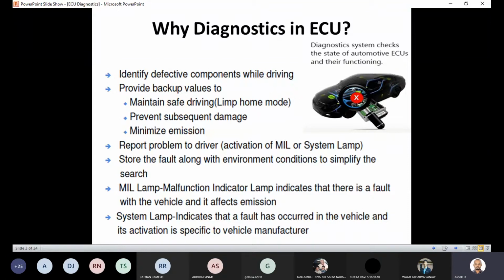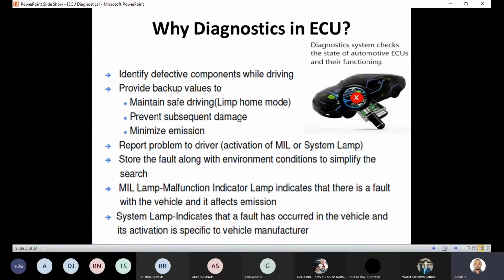So these are the backup values being provided, and similarly, if any problem is there, the diagnostic system will report the problem to the driver by means of the malfunction indicator lamp, or you can say the MIL lamp, which is present in the instrument cluster. That instrument cluster, or driver information system, which is in front of the driver, consists of a lot of colored lights. Those are all some kind of malfunction indicator lamps.